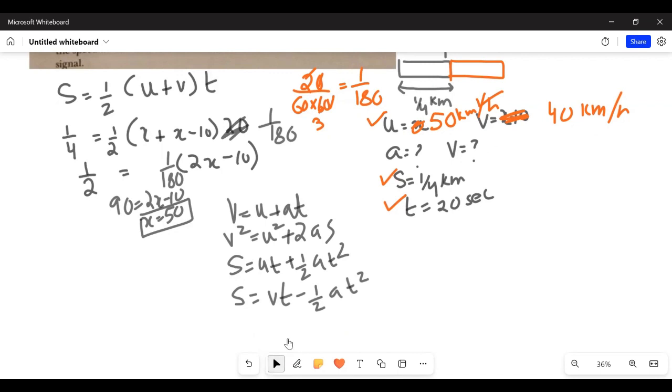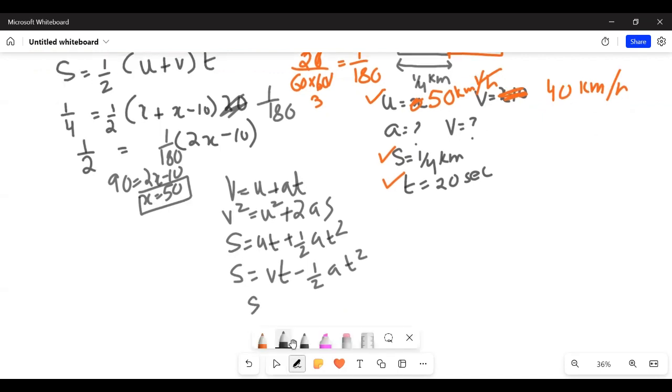And then this S equals half U plus VT. Okay, figure out which ones can be used to find acceleration. When we have U and V and S in T, there would be more than one possibility. Let me open the formula sheet in the meantime.